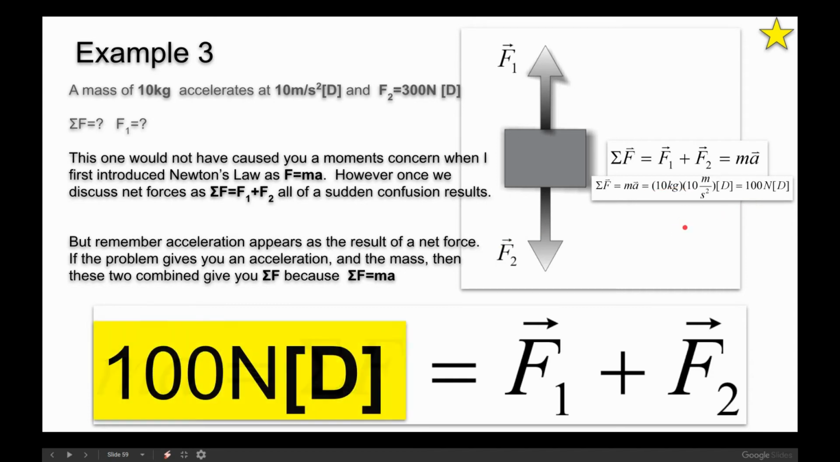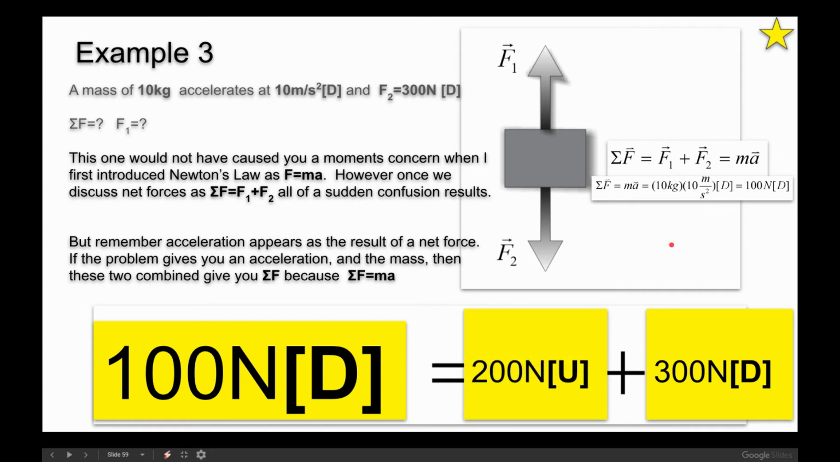How do we solve for it? 100 newtons down resulted from 300 newtons down plus what? 200 newtons up. 200 up plus 300 down would give you the 100 down that the behavior showed you was there. So examples 1 and 2 are the same. Example 3 is slightly different.